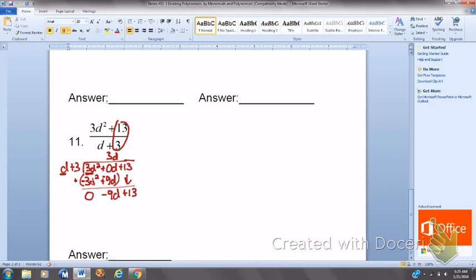Now I'm going to do it again. What times d would give me negative 9d? Well, minus 9. Negative 9 times d is negative 9d. Negative 9 times 3 is minus 27, but again, I'm subtracting them, so I'm going to distribute. My d's cancel. 13 plus 27 gives me 40. So my answer, 3d minus 9 plus 40 over d plus 3.